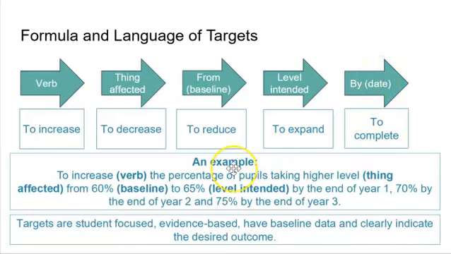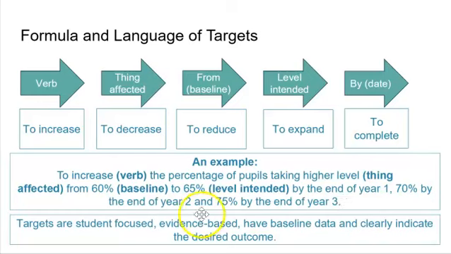So here's an example. To increase the percentage of pupils taking higher level from 60% to 65% by the end of year 1, 70% by the end of year 2, and 75% by the end of year 3.